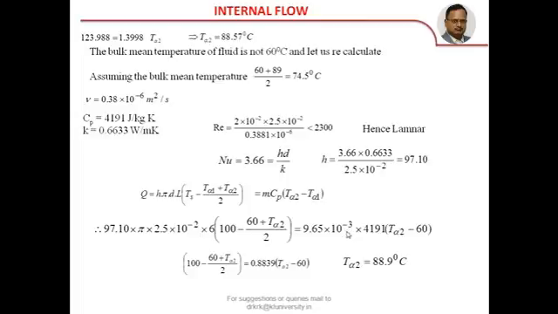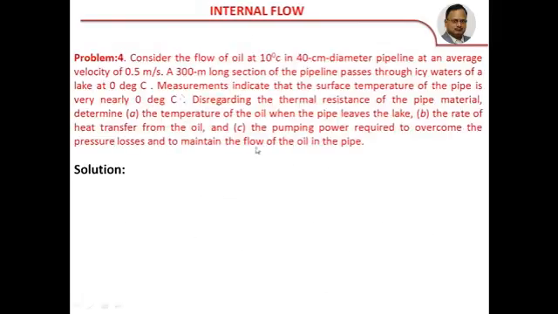Reynolds number is again less than 2300. Laminar, Nusselt number is 3.66. Same thing, h is 97.10. Q equal to hA (Ts minus ...), same equation. You will get now T alpha 2 equal to 88.9. Same as 88.57, 88. So there is not much error between 88.57 and 88.9. So we can take it for granted.